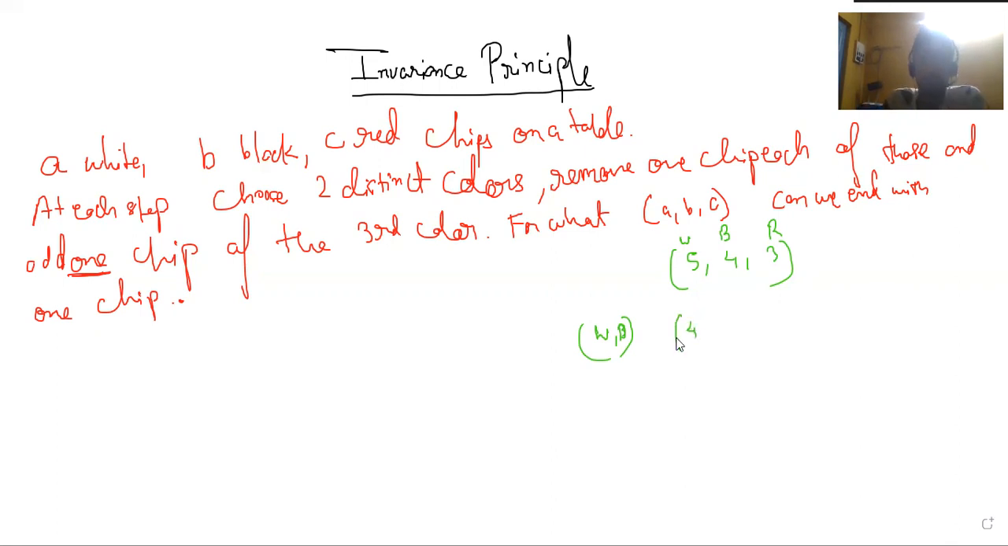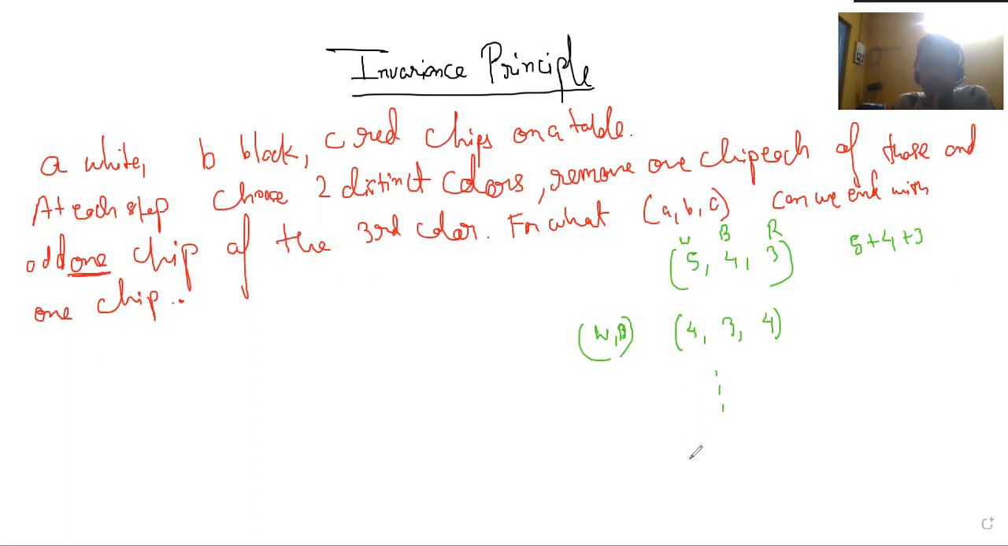I'm sorry, just 1 second. I should close this right. I'm going to remove one chip of those two colors which I've chosen, and I'm going to add only one chip. So I've removed two chips, and I'm going to add one chip of the third color. So you see, my number of chips has gone down, decreasing by 1. See, there is no guarantee, right?